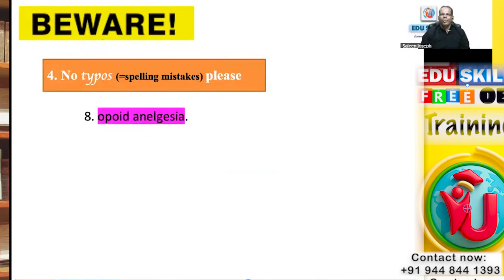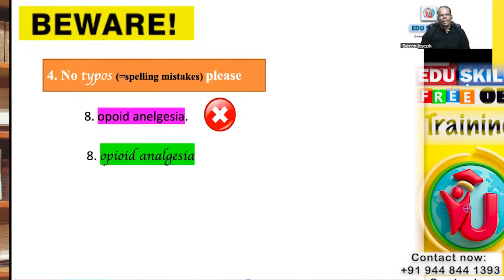No typos. Typos means spelling mistakes. See, what is the mistake here? This is wrong. Analgesia. These are the important words. So one spelling mistake will lose you 10 marks. So opioid it is. Opioid, OPI. Analgesia, ANA, not ANE. Beware of those words. That's why I said proofreading is very, very important.